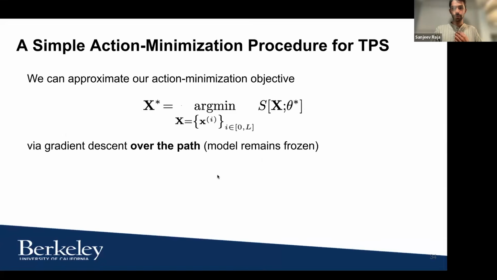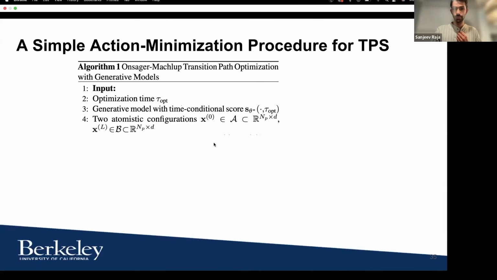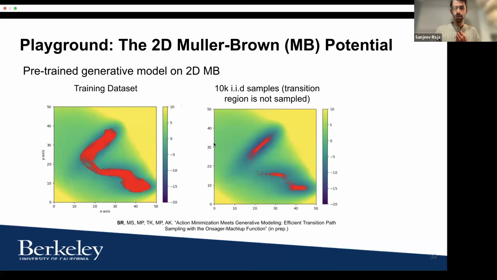Okay. So yeah, just going to show some results. A very toy playground is a Muller-Brown potential. So imagine this is a 2D system, which has basically three energy wells separated by barriers. And imagine for this very toy example, we have a generative model that generates samples that look like this. So it doesn't really sample the transition regions that well.